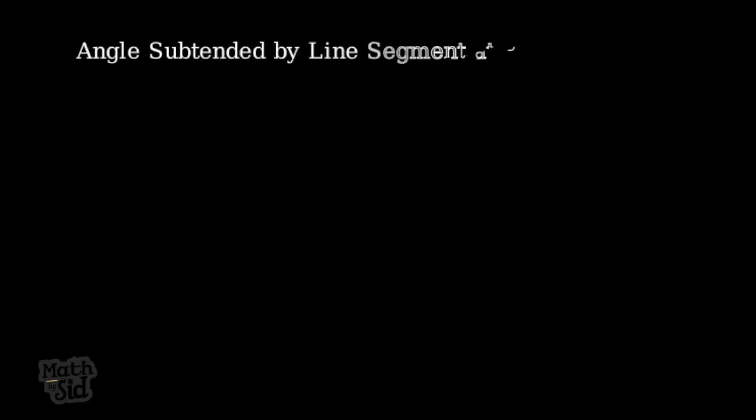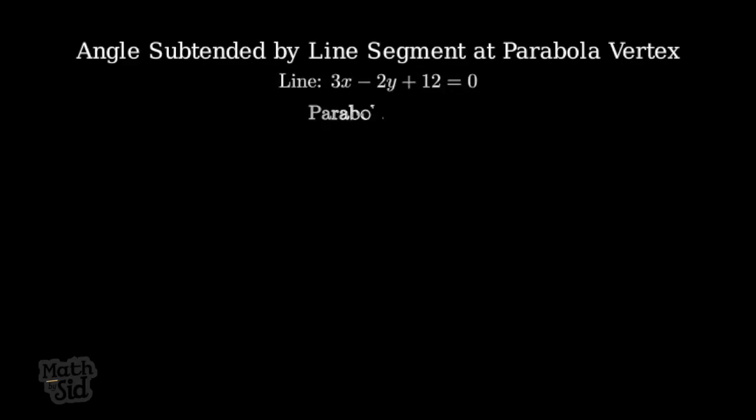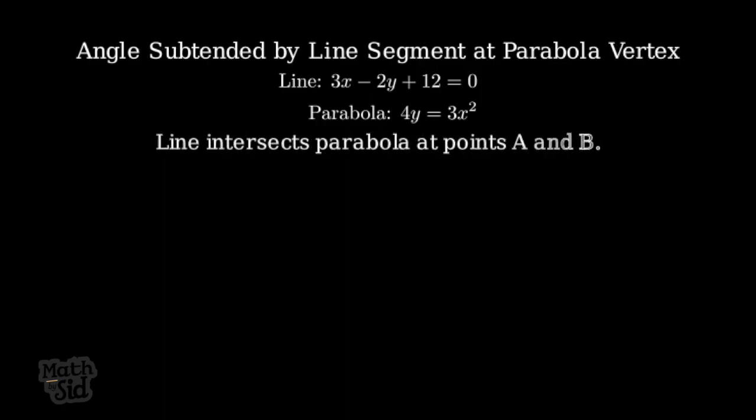In this problem, we are asked to find the angle subtended by a line segment at the vertex of a parabola. The line is given by the equation 3x minus 2y plus 12 equals 0, and the parabola is given by 4y equals 3x squared. The line intersects the parabola at 2 points. Let's call them A and B.